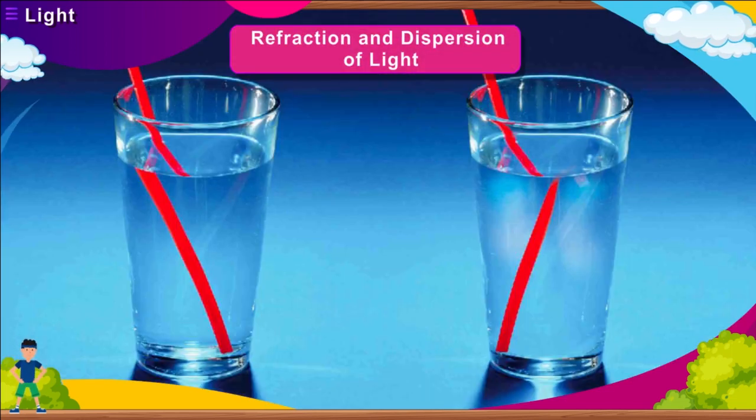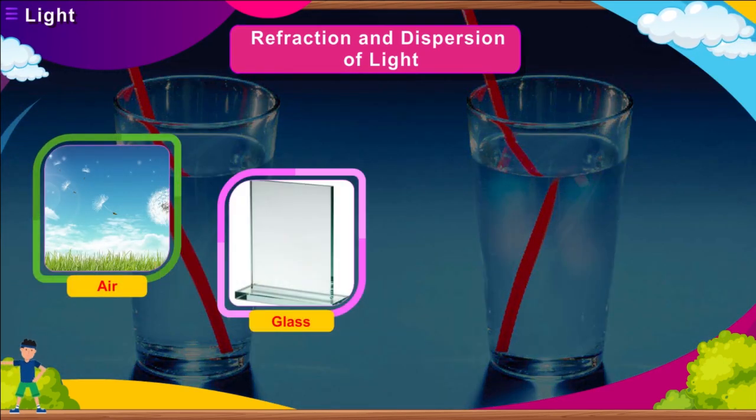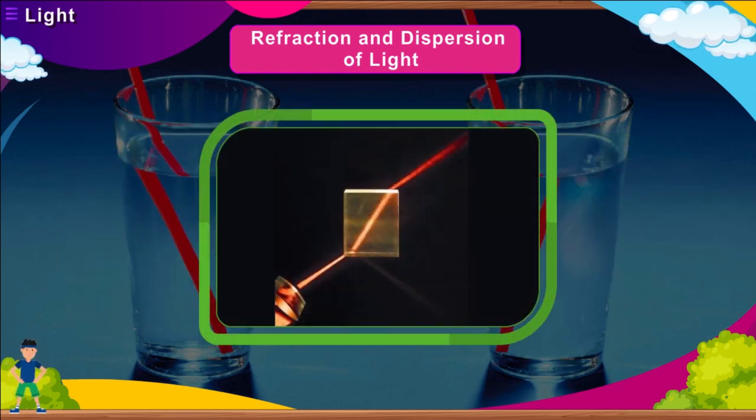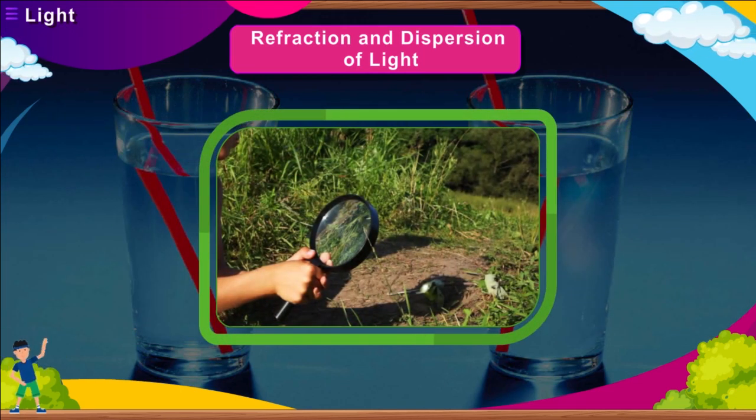Refraction and dispersion of light. Light can travel through various mediums like air, glass, water, and oil. When light passes from one medium to another, it bends at the surface separating the two. The bending of light when light travels from one medium to another is called refraction of light. The image produced by a magnifying glass is because of refraction.